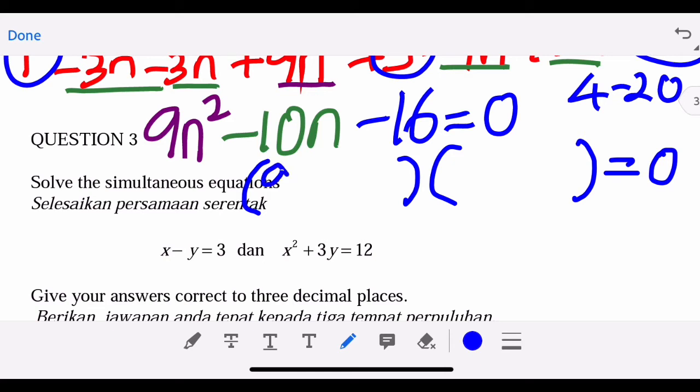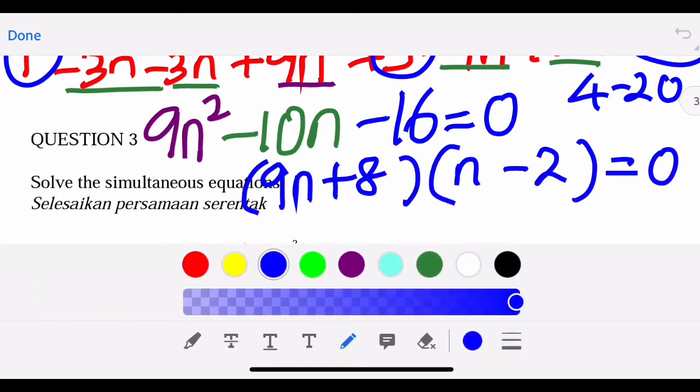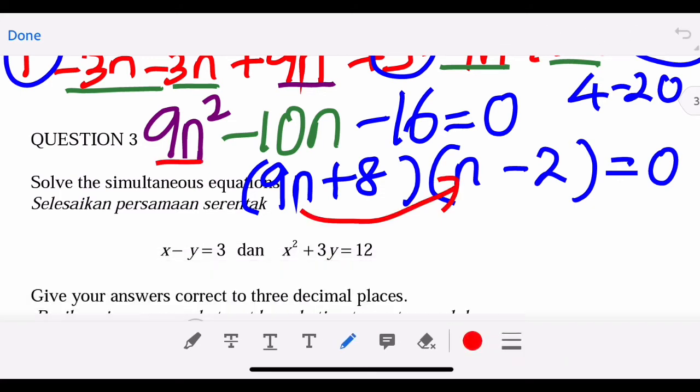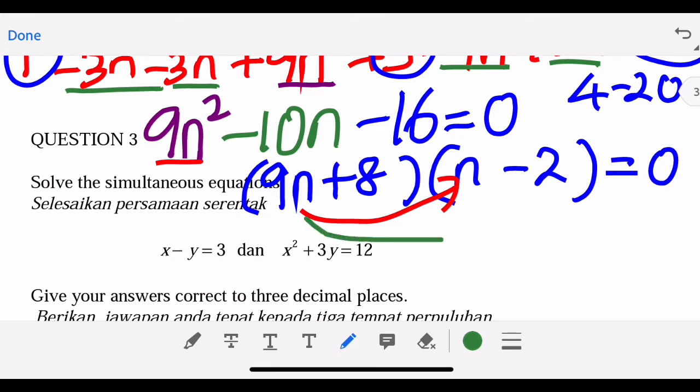You try to use 9n plus 8 and n minus 2, because 9n times n is 9n squared, and then this one is negative 18n. Double check. Yes, I got it right. I'm going to check carefully so that I won't have careless mistakes. We are very careless, so we can check. So this is negative 18n plus 8n, so I'm getting negative 10n.